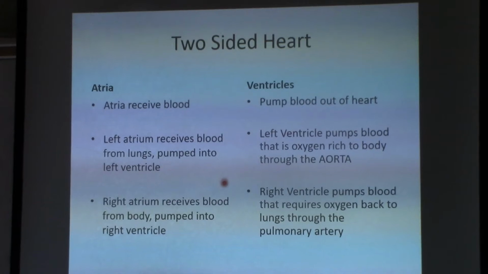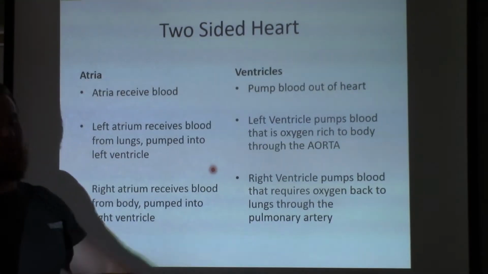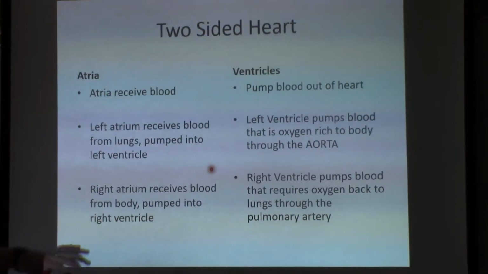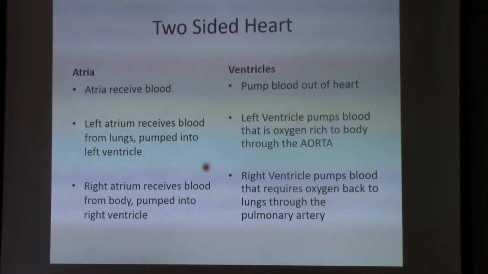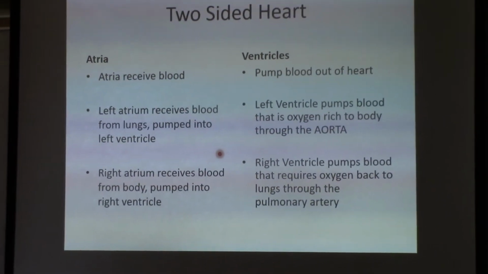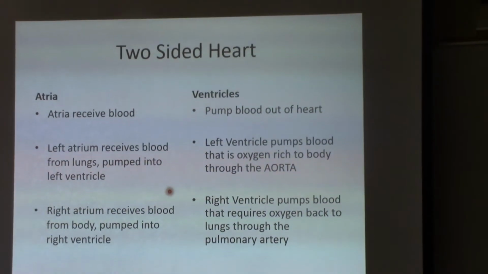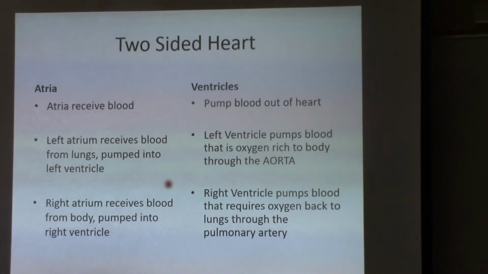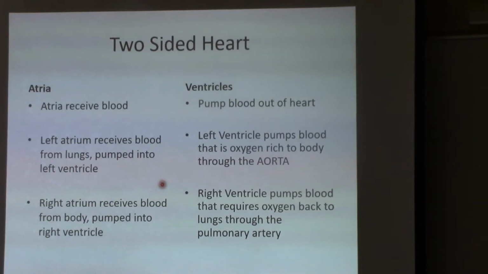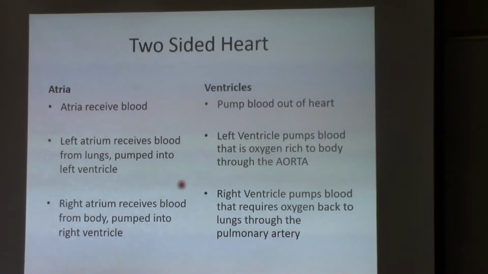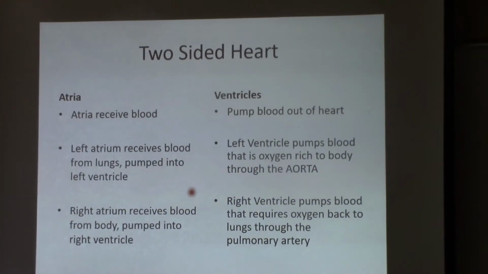The heart, and I've already mostly described this, but the atria receive blood, the ventricles pump blood out of the heart. The left atrium receives blood from the lungs, the right atrium receives blood from the body. Now blood always goes into the atrium, either from the lungs or from the body, pumped into the ventricles, and then pumped away from the heart. You never have blood going from left atrium to right atrium, for example. All right? So those two separate sides, the right and left sides, are always kept separate.